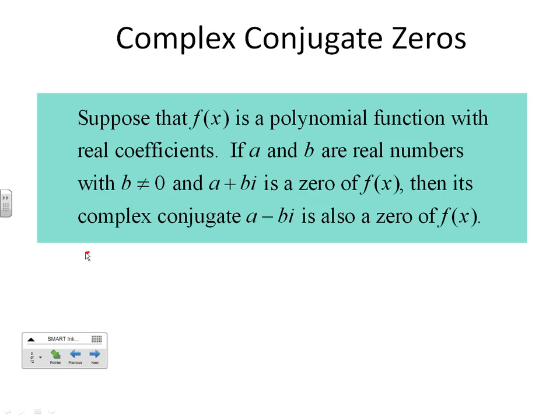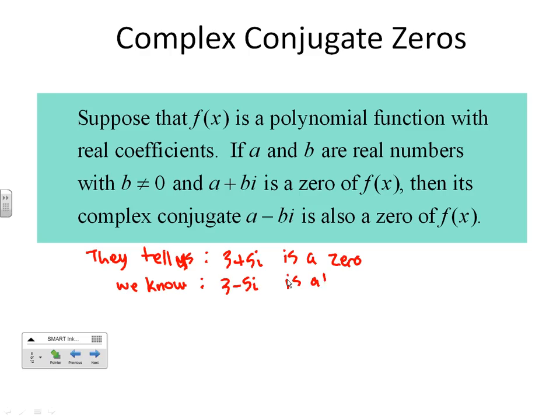So in other words, if they tell us that 3 plus 5i is a 0, even if they don't tell us this next part, we know that that means 3 minus 5i is also a 0 because they're complex conjugates. The complex conjugates have the same exact numbers, you just change the sign that's in front of i.